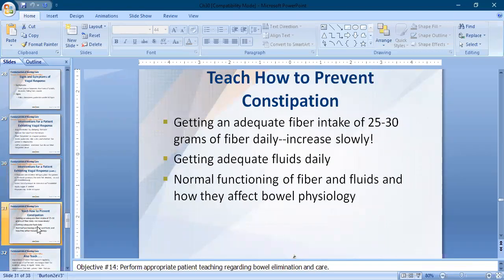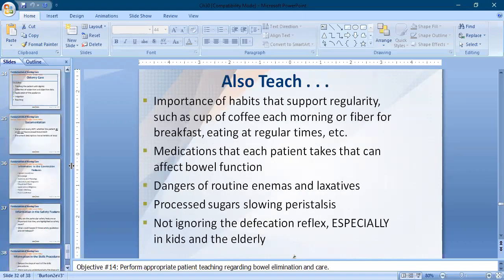So teach how to prevent constipation. As I told you, you should tell your patient to increase the fluid intake to 3 liters per day, increase the fiber intake to 25 to 30 grams per day, increase the activities which stimulate peristalsis, and do not use laxatives long term, which can cause chronic constipation, right? And next, we also have to teach the importance of habits that support regularity, such as a cup of coffee each morning or fiber for breakfast, eating at regular times.